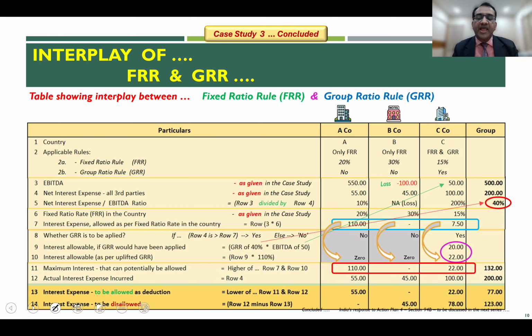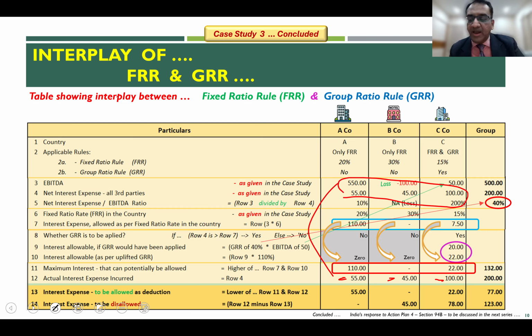Now, what is the maximum interest that will be allowed? See, actual interest we have already brought in. This actual interest is something which we have already recorded here in this row. So I have brought it forward here for the sake of comparison. Your actual interest is this. But then what is the interest that can potentially be allowed? It will be the higher of row 7 and row 10.